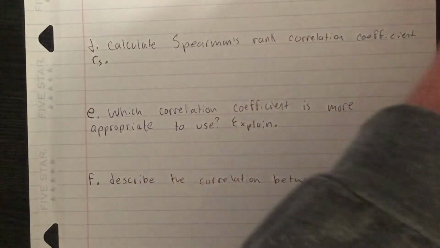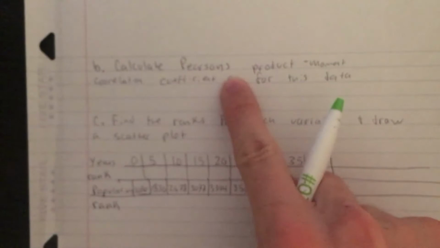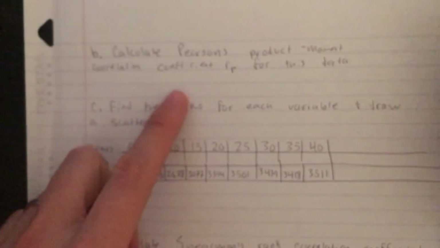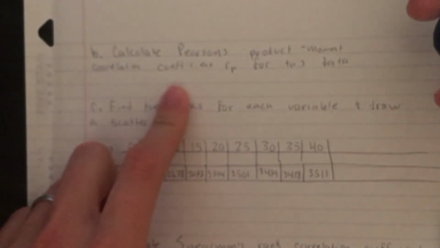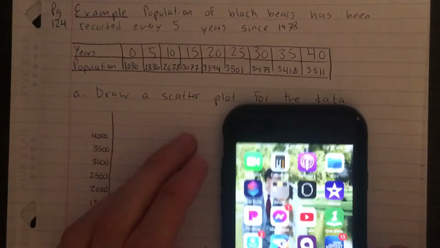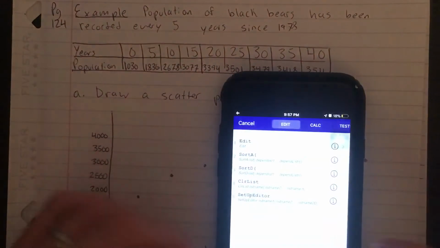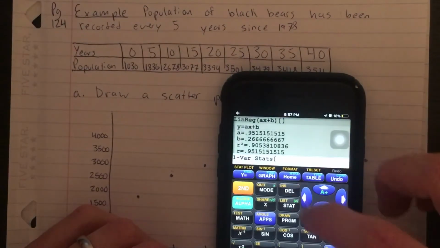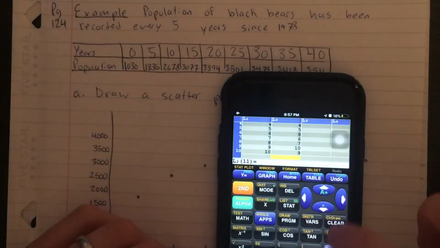So what we're going to do first is calculate Pearson's product correlation coefficient, so just the regular R for that data. I'm going to bring that back real quick so I can calculate that and make it easier for you all to see what I'm doing. So I'm going to go punch in this list real quick.